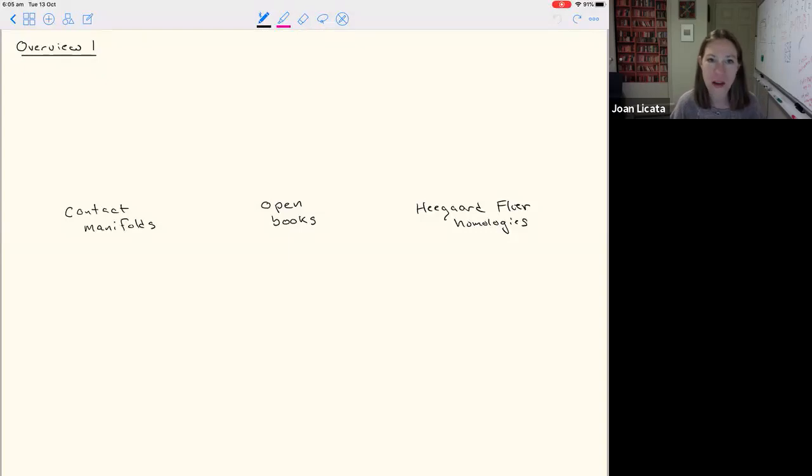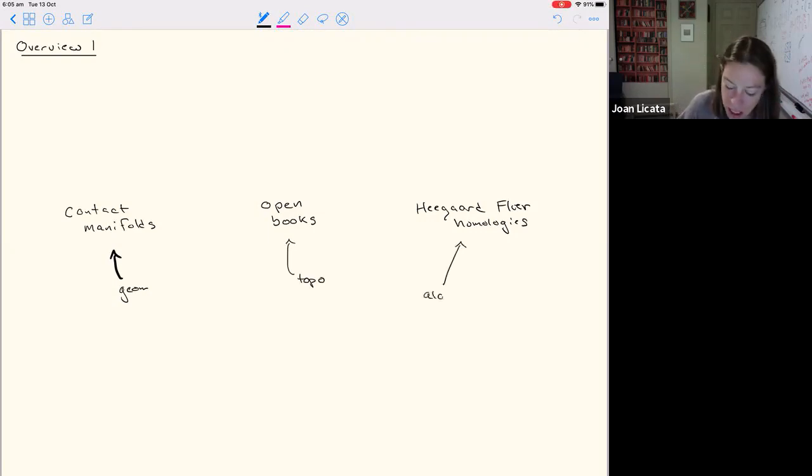Somehow they're all things with very different flavors. Contact manifolds is something geometric, a geometric structure you can add. An open book is a topological decomposition of a three-manifold. And Heegaard Floer theory is a giant algebraic machine which produces invariants of three manifolds, but also lots of other things. So it's certainly not a new idea to try to relate these. There's been a lot of really fantastic work in this area.